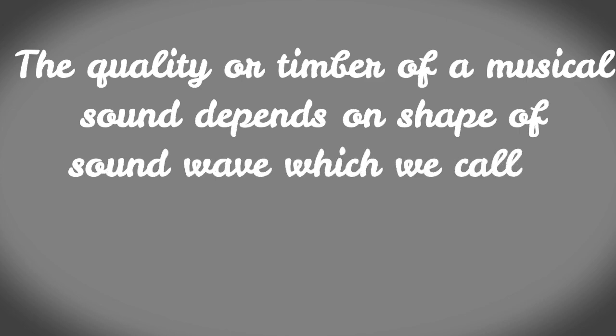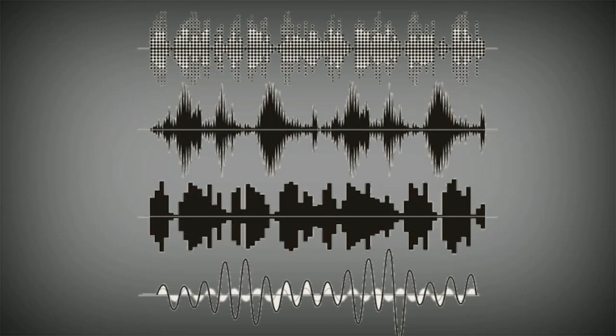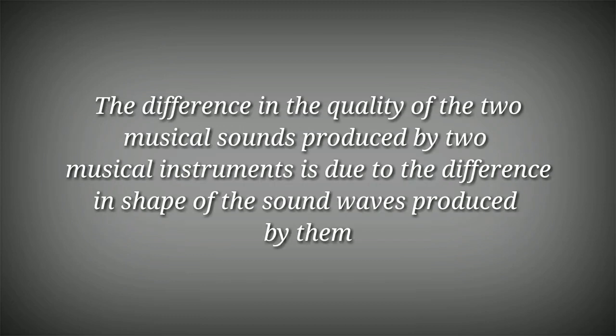The quality or timbre of a musical sound depends on the shape of the sound wave, which we call the waveform. The quality or timbre of sound waves varies from one musical instrument to another. The difference in the quality of the two musical sounds produced by two musical instruments is due to the difference in the shape of the sound waves produced by them.